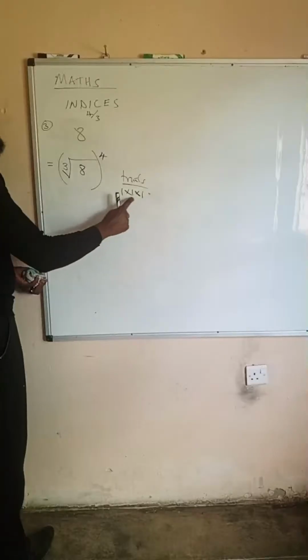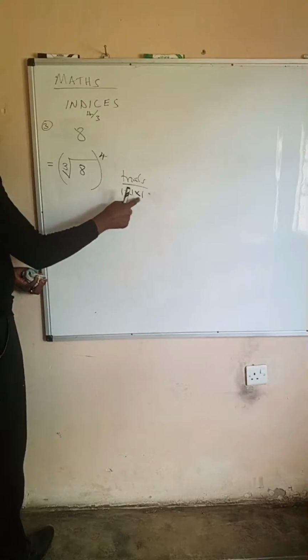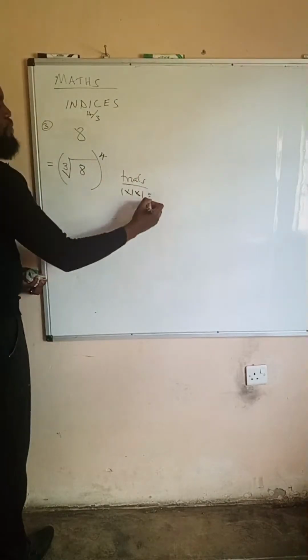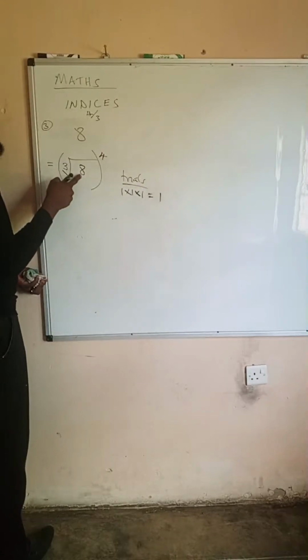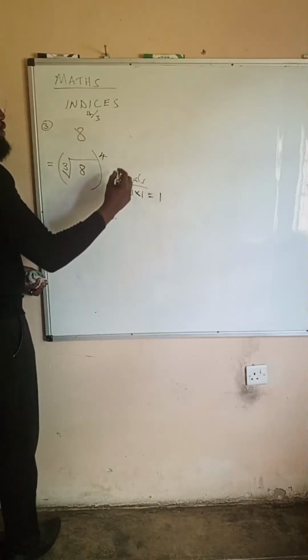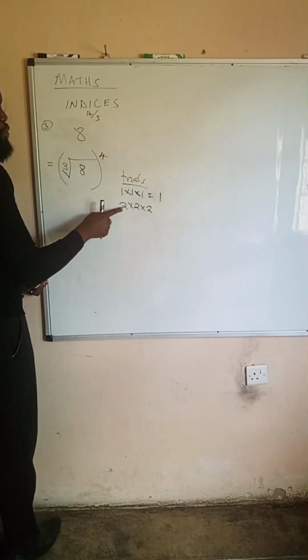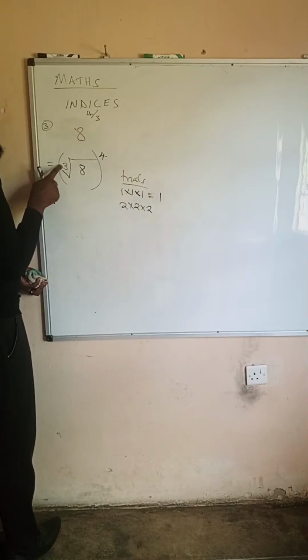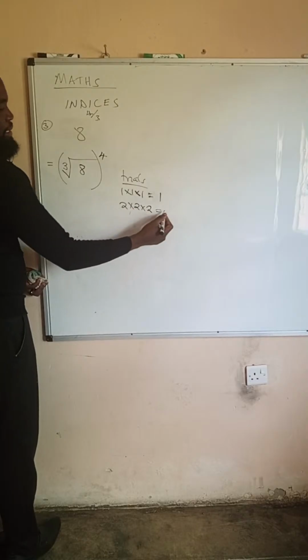You look: 1, 2, 3. Because here it is 3. If it was 4 here, I have to multiply these ones 4 times. 1 times 1 times 1, 1. Do you have 1 inside the brackets? No. Then you go to the next. 2. 2 times 2 times 2. You have to multiply 2 how many times? 3. Why? Because it is 3. 2 times 2, 4. Times 2, 8.